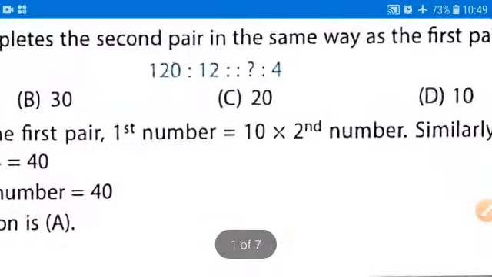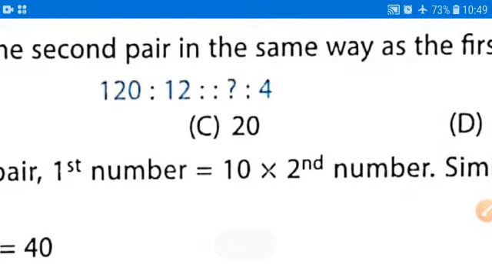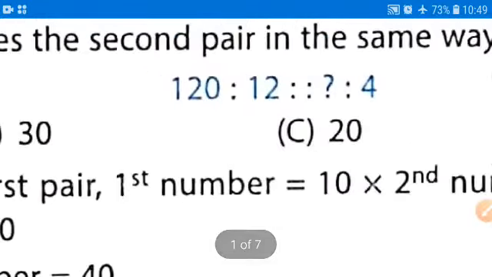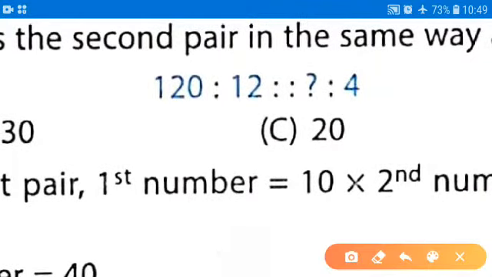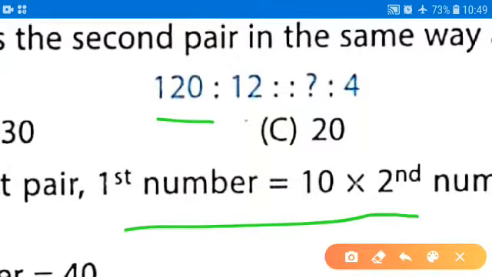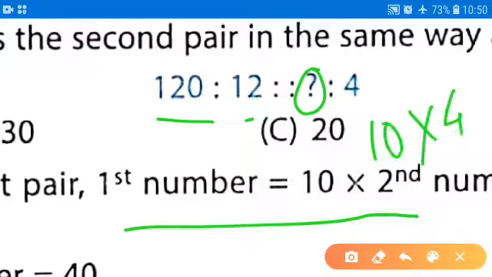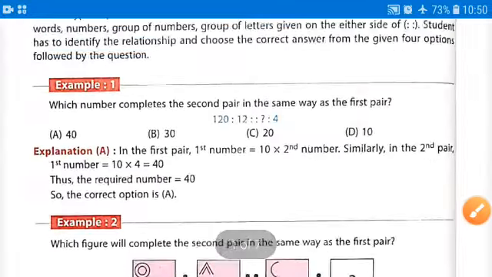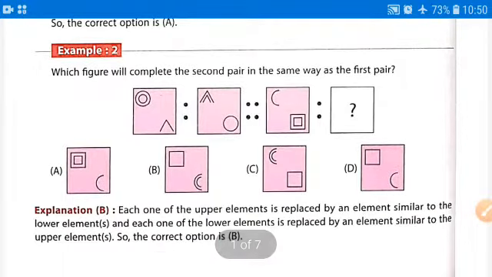So the first pair is 120 is to 12, and the second pair we have to find out. As you can see, the first number, 120, is equal to 10 times the second number, 12. In the same way, the number at the place of the question mark will be 10 times 4, that will be 40. So 40 will be our correct answer. Now let us do some exercise questions.